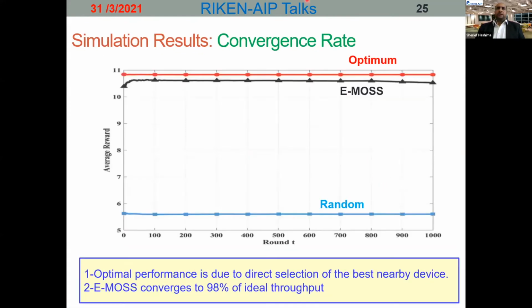Also, the convergence rate, which measures how fast the algorithm converges. Now the algorithm has near-optimal convergence. The optimal here is where we assume that we select the best nearby device from the first time. EMOS converges to about 98% of the ideal throughput.